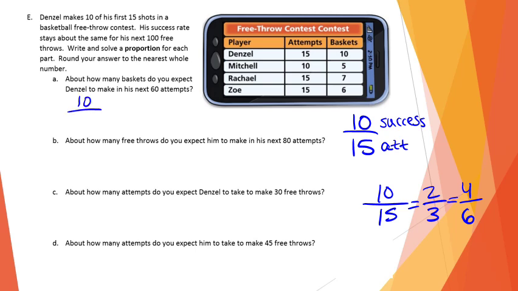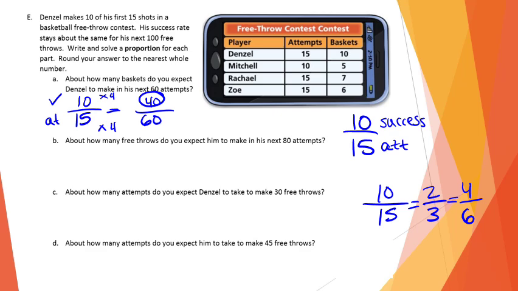So he's getting 10 out of every 15 attempts. So after 60 attempts, I need to find this scale factor here. So notice attempts are on the bottom. So 15 times 4 would make 60. 10 times 4 would make 40. I'm expecting him to make about 40 baskets.